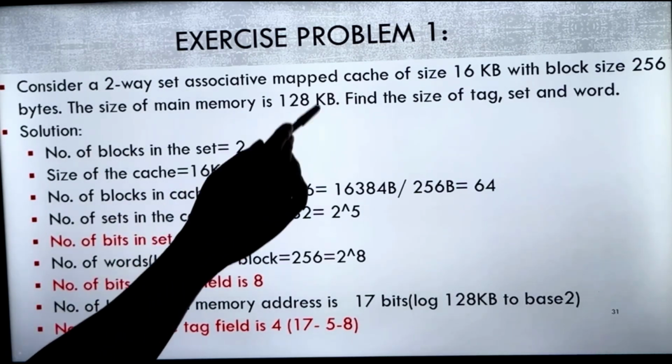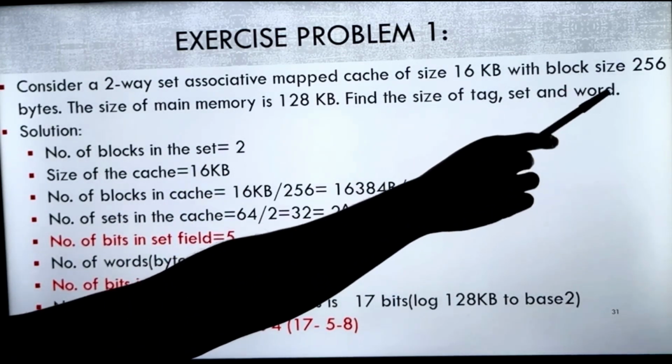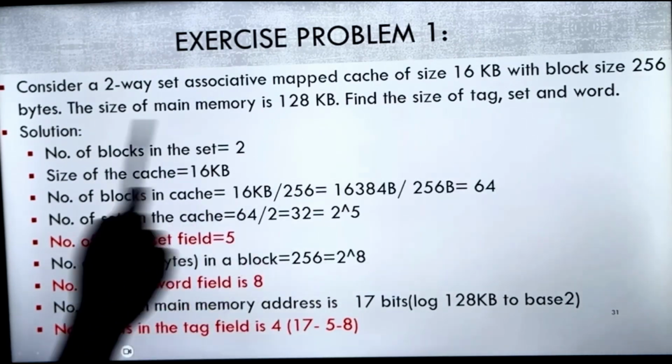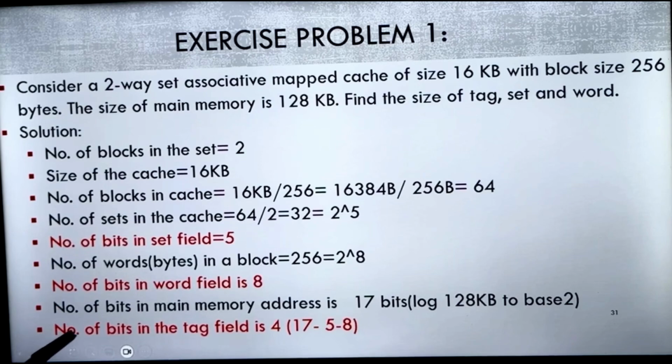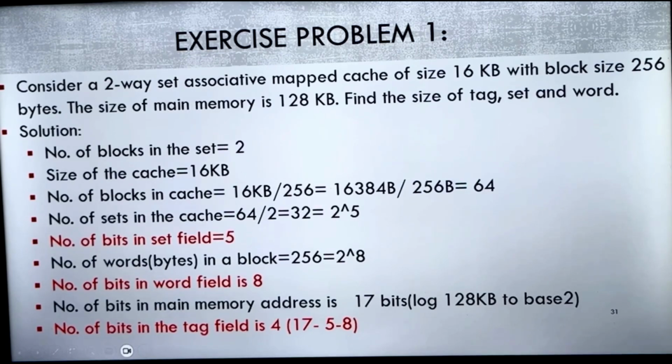So out of 17 bits, I need 8 bits to represent the words, because 256 different words are there in each block. So 2 to the power 8 equals 256. So 8 bits are necessary for word bits. Next, I need set. Now can you tell me how many total sets are there in your cache?